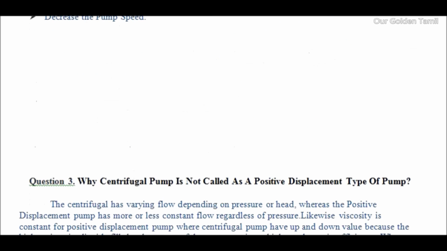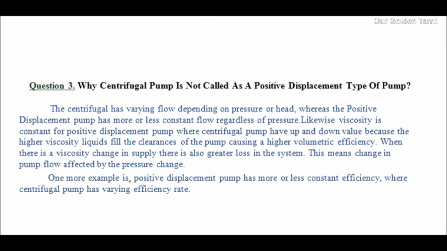Question 3. Why centrifugal pump is not called as a positive displacement type of pump? The centrifugal has varying flow depending on pressure or head, whereas the positive displacement pump has more or less constant flow regardless of pressure. Likewise, viscosity is constant for positive displacement pump, where centrifugal pump have up and down value because the higher viscosity liquids fill the clearances of the pump, causing a higher volumetric efficiency.